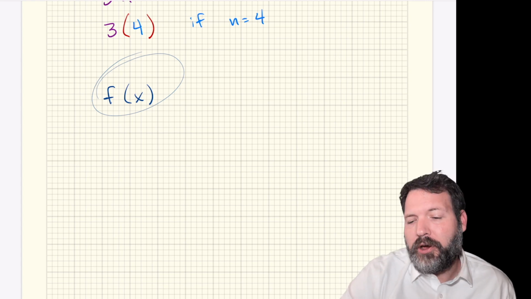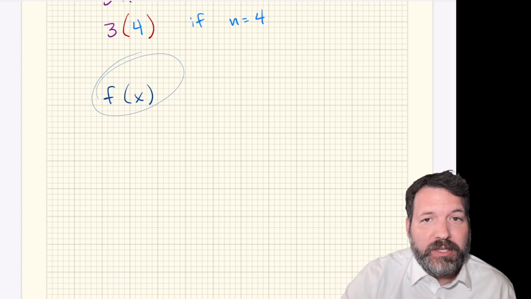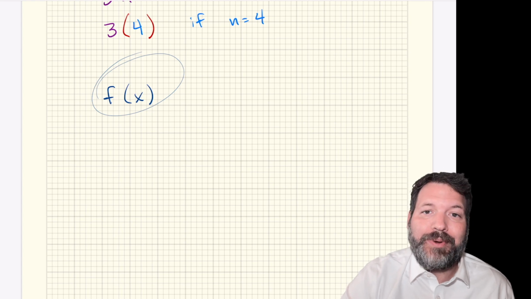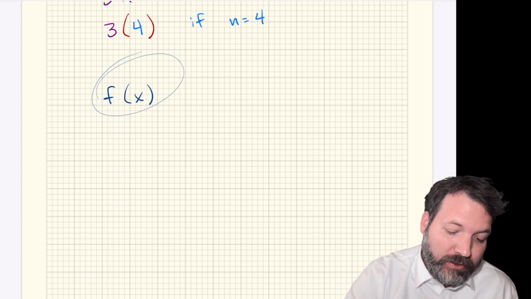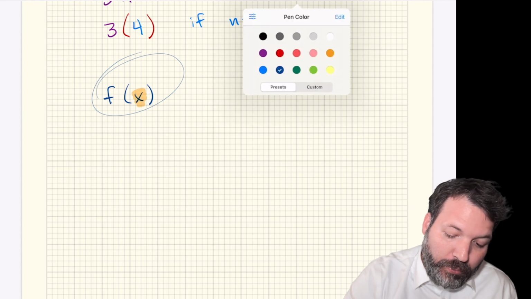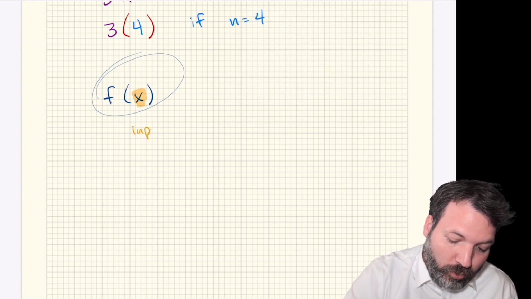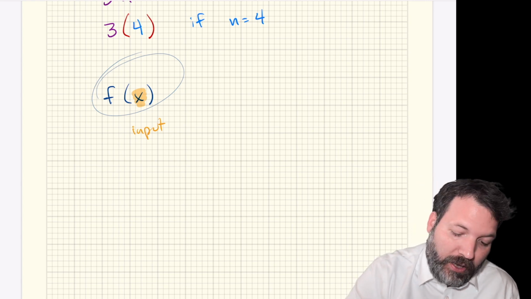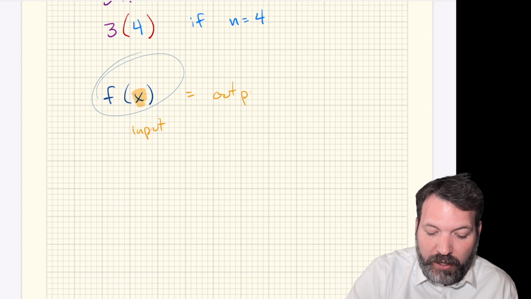If you have seen it, you know this does not mean some variable f times some variable x. It means there is some rule we're going to apply to an input that we call x. So the x here is the input to some function or rule. We're going to apply a rule to that input and we're going to produce an output. And the f of x itself is what we call the output.